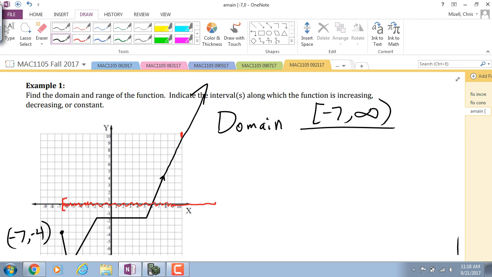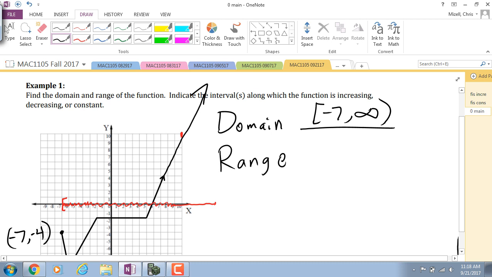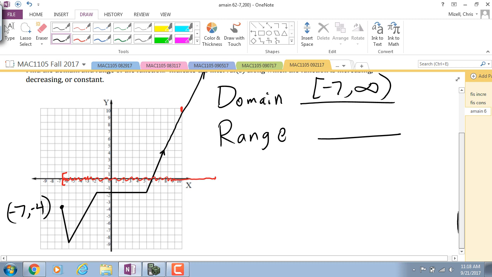For the range, we're considering the portion of the y-axis that the graph occupies. So we ask ourselves questions like, how low does the graph go, or how high does it go? First of all, how low does this graph go? -9. -9 is the y-coordinate of the lowest point on the graph. If we want to label that point, there it is. That's, looks like -6 maybe, -9.